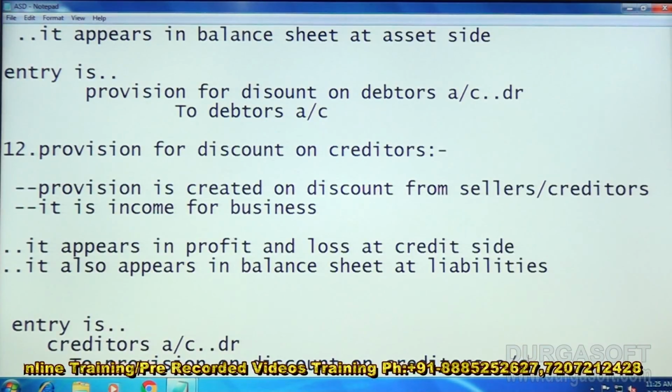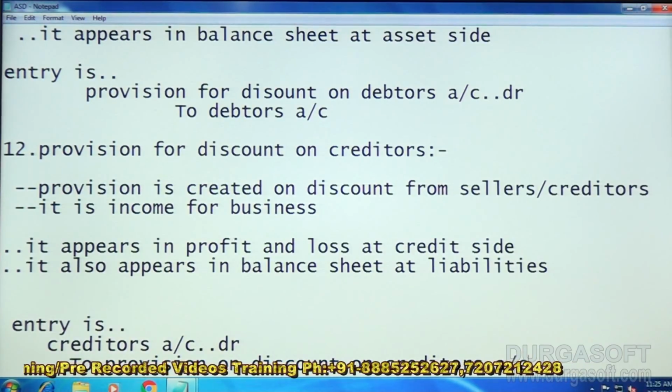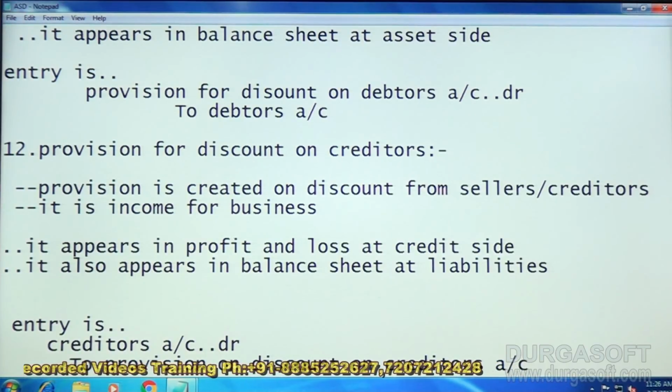For example, if you receive half of the amount in advance, that is treated as prepaid or outstanding. If you are paying, it is treated as income received in advance or accrued. We should understand clearly all about these 12 adjustments. After that only we can clearly understand the final accounts also. In final accounts, there are 3 pro formas: trading, profit and loss, and balance sheet. In those 3 we will face many adjustments in different ways, so first we need to understand all those 12 adjustments.